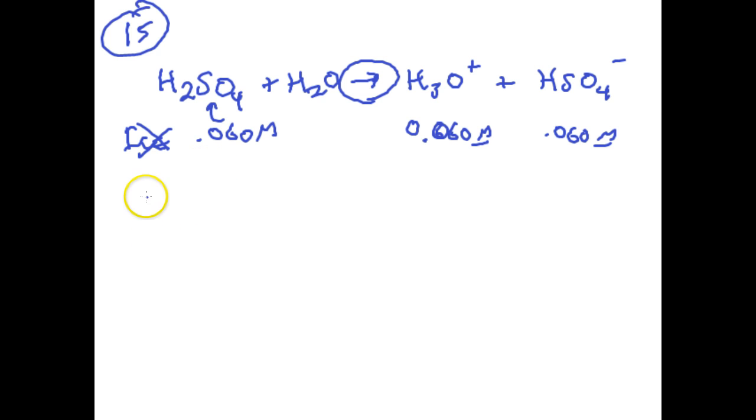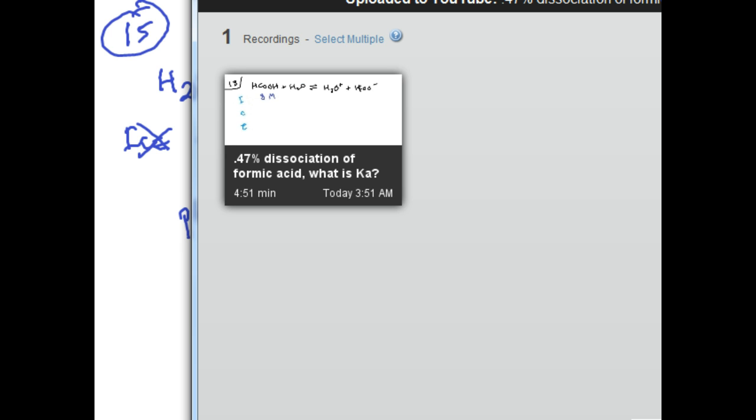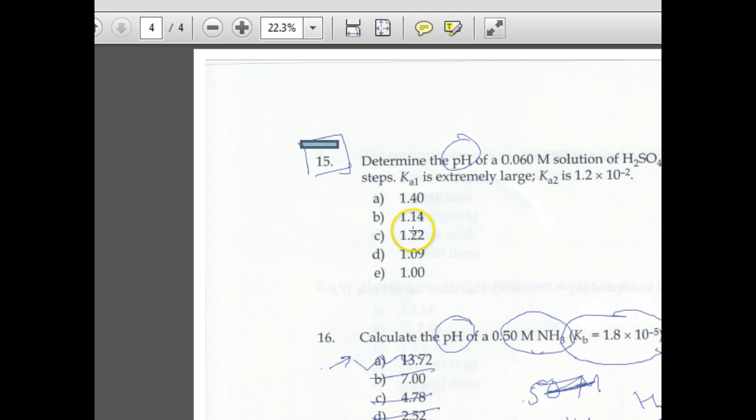So that means, if this were the only thing happening in your solution, the pH would be 1.22, because 1.22 is the negative log of 0.060 molar. And you notice that this is one of the answer choices, 1.22, C. But I don't think that's correct.